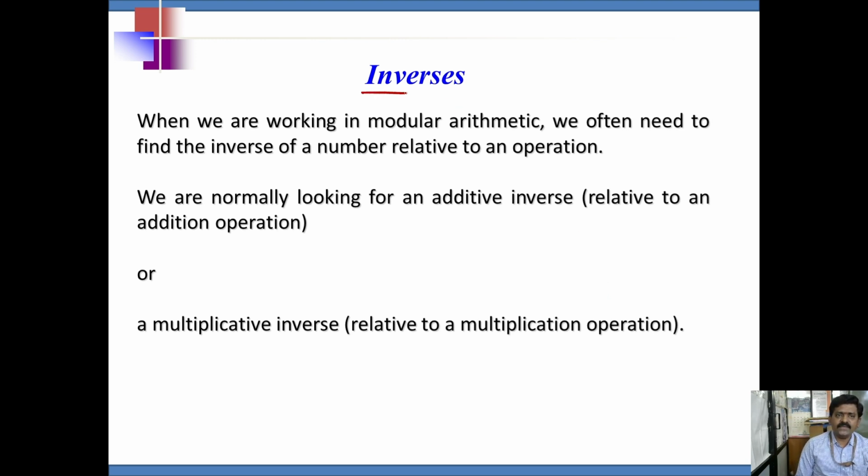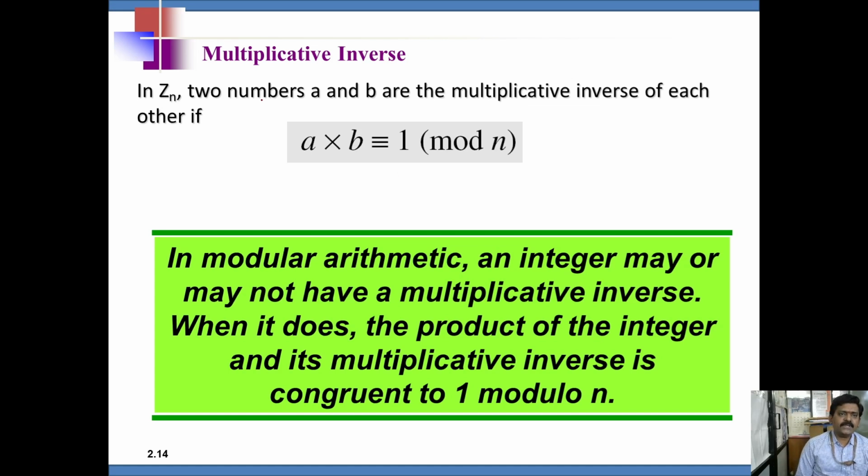Now we look at the inverses. When we are working on modular arithmetic, we look for the inverse of a number relative to a particular operation. We have two inverses. One is the additive inverse. We are also going to have the multiplicative inverse, which is relative to the multiplication operation. So what is a multiplicative inverse? When we have two numbers A, B, and when we multiply them the result is congruent to 1 mod n, we say A is the multiplicative inverse of B, or B is the multiplicative inverse of A.